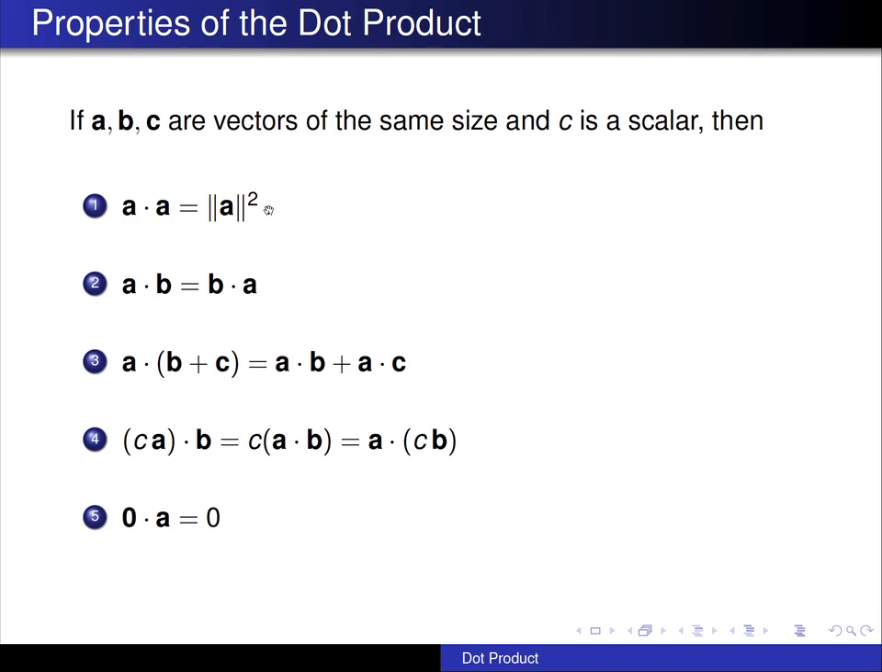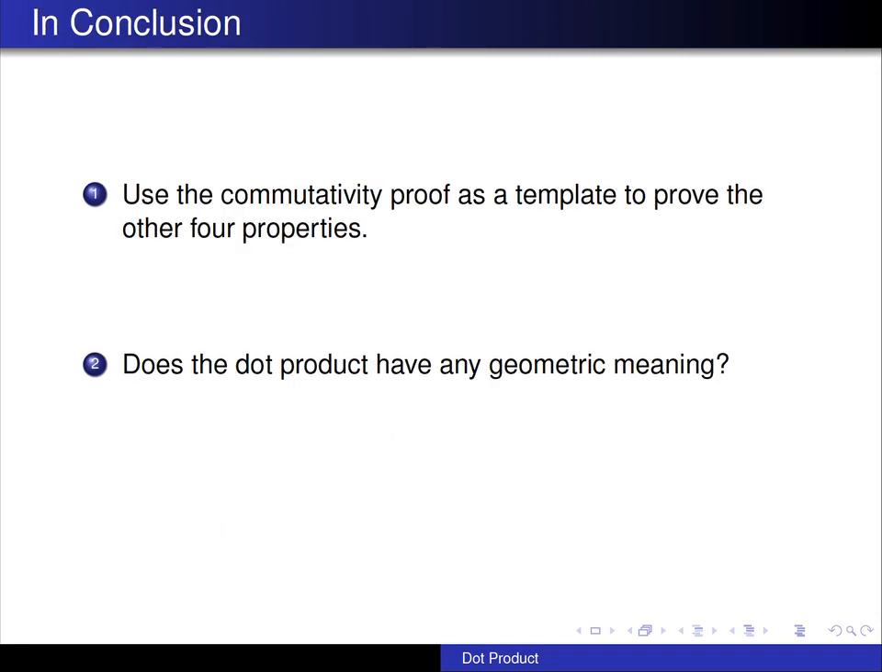I've left out number 1. It's what happens when you dot a vector with itself, and the answer is you get the square of its magnitude. That's a useful little fact that we'll use in some proofs further down the line in this class. So in conclusion, you should be able to go back to that last slide and prove the 4 properties, even if you haven't done proofs before. You should be able to use the proof for commutativity as a template and see how to step through each of those proofs.